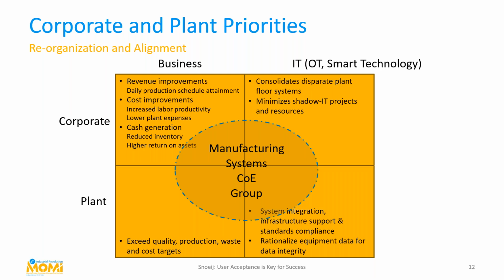And the plant even has to do better, exceed those targets for quality, production, and waste and cost. That's the goal. That's the responsibility of the business, of the operations, and the manufacturing system COE group is there to support the business to achieve their goals.